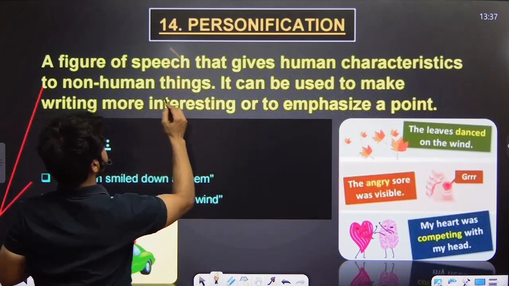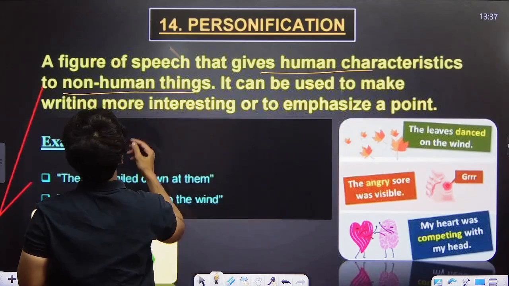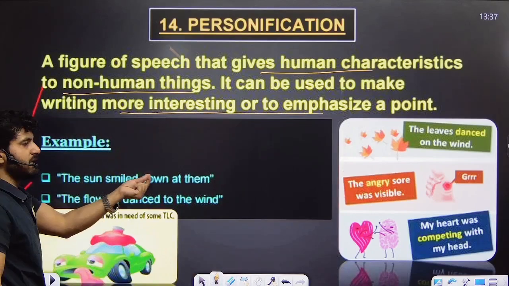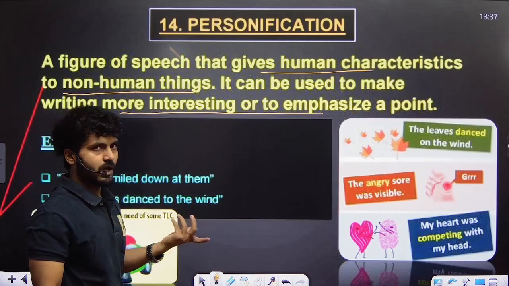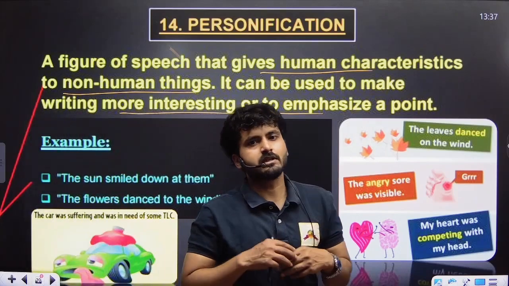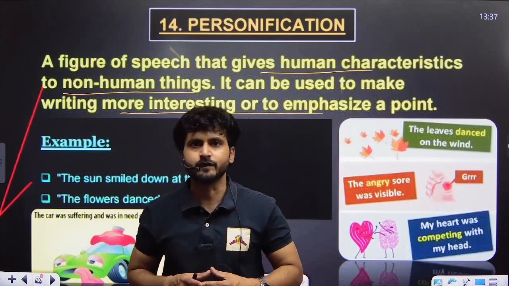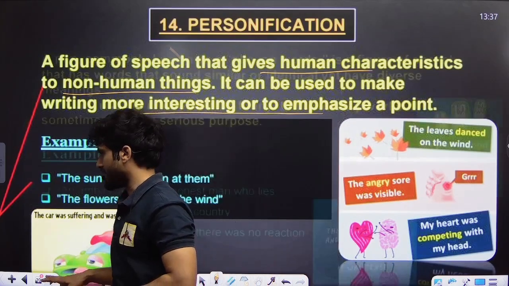A figure of speech that gives human characteristics to non-human things, it can be used to make writing more interesting and to emphasize a point. The sun smiled down at them. How can a sun smile? The flowers danced to the wind. How could it be? These are just giving living qualities to non-living things, termed personification. Got it? And one more last we are going to discuss, that is your pun.